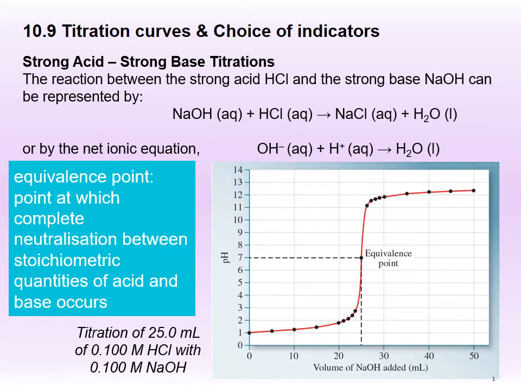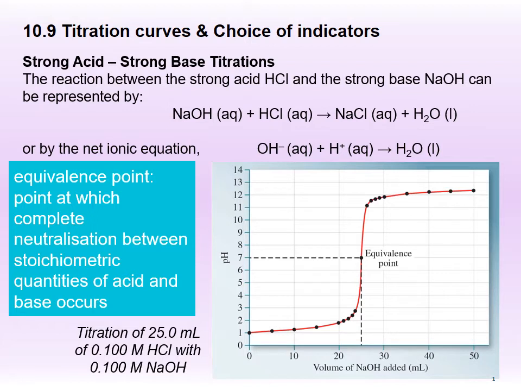When the volume of NaOH solution added is close to 25.0 mL, the reaction mixture nears the equivalence point, which is the point when complete neutralization between stoichiometric quantities of acid and base occurs. The pH starts to climb rapidly. Adding just a little drop of NaOH solution so that exactly 25.0 mL has been added causes a sharp or steep rise in pH from around 4 to 10 as the equivalence point is reached.